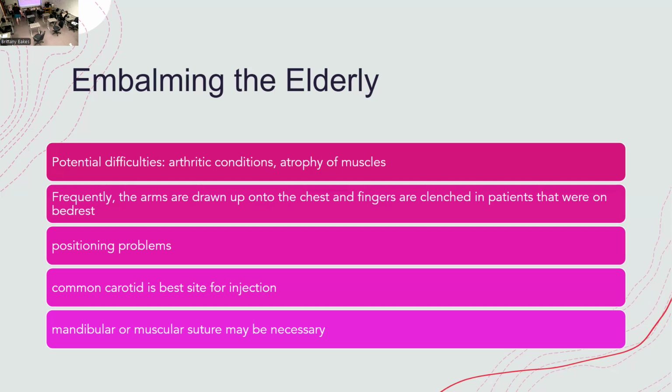Because the femorals are likely going to be sclerotic. You don't have to worry about the final hand, right? But also the position of the mouth could be difficult because that tissue is degenerated. So you may need to do a mandibular and muscular suture.